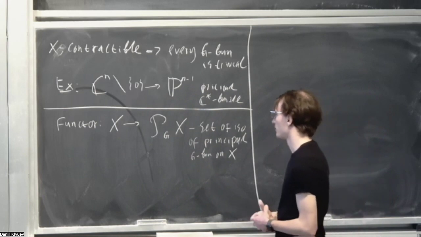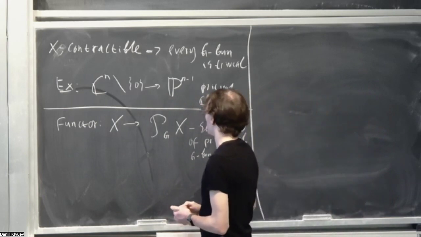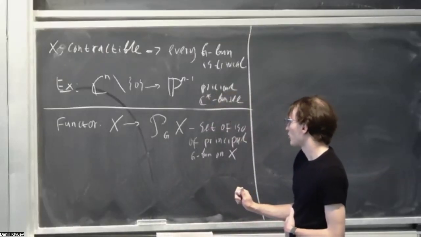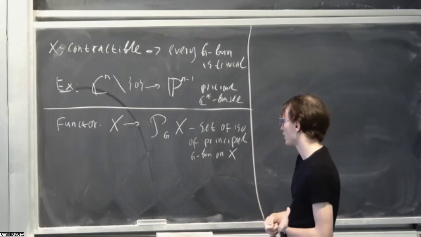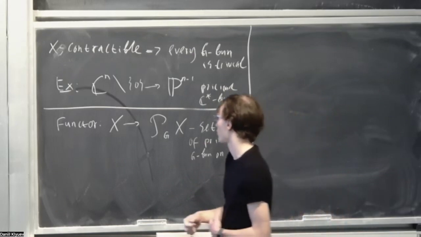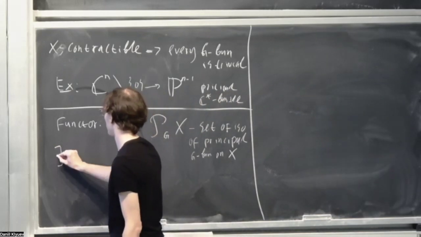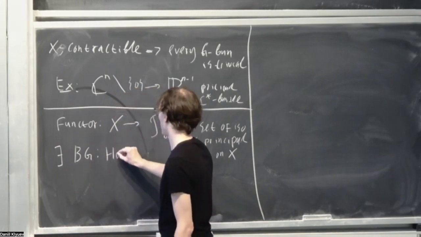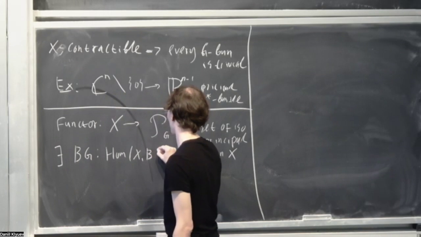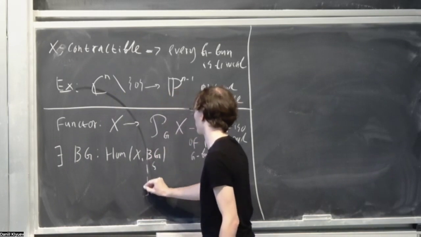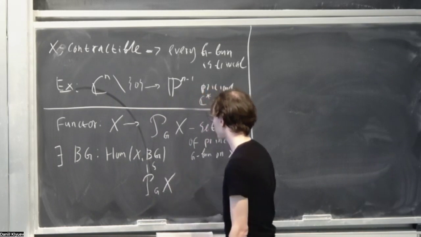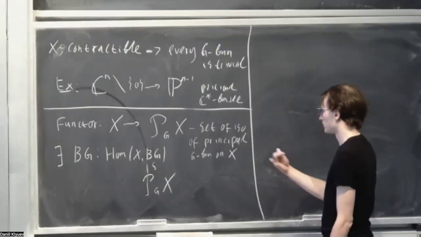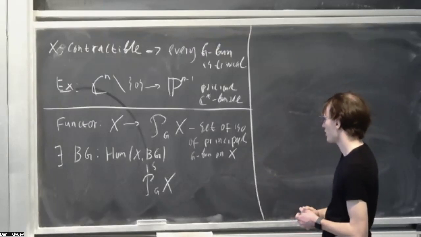It turns out that this functor is representable in the homotopy category of CW complexes. So there exists a space called BG such that principal G bundles on X are isomorphic to homotopy classes of maps from X to BG, and this isomorphism can be made more explicit.